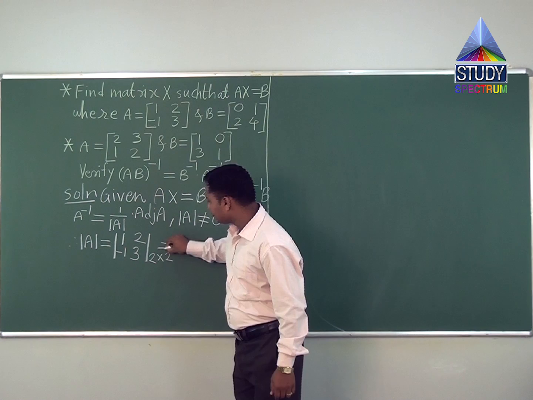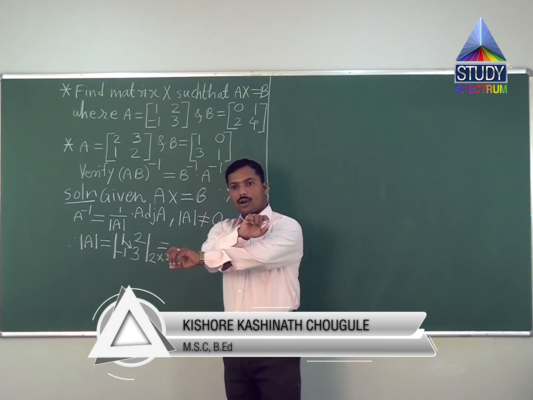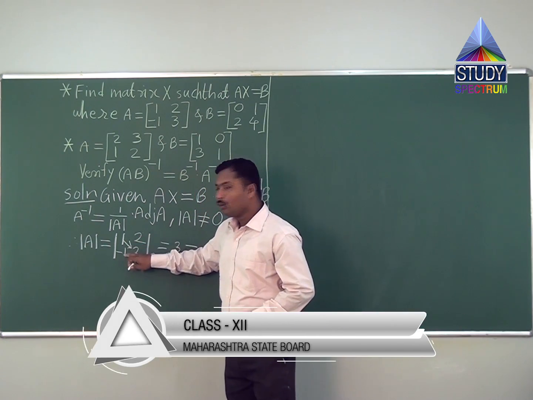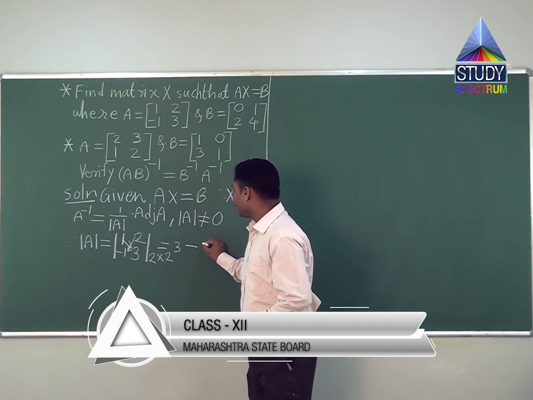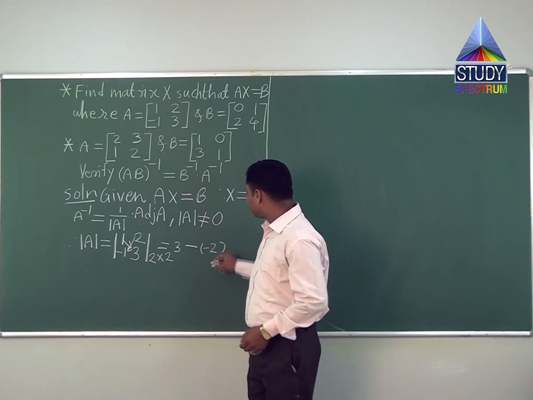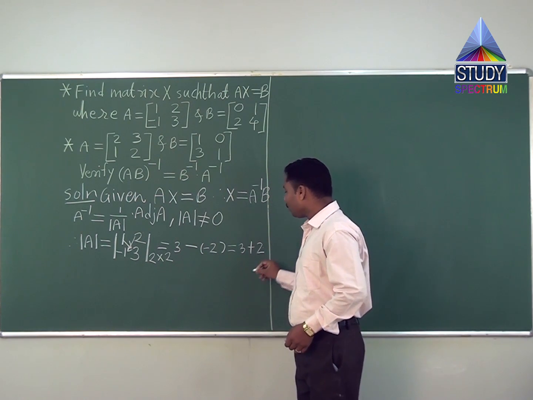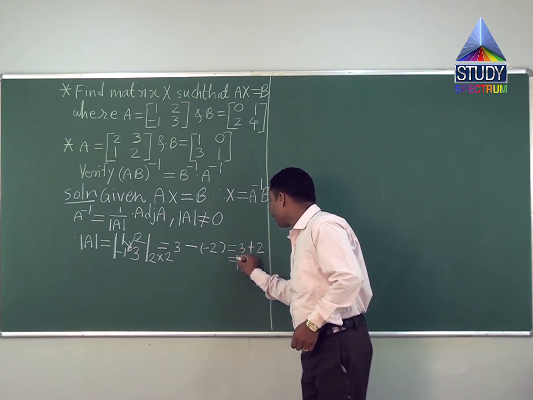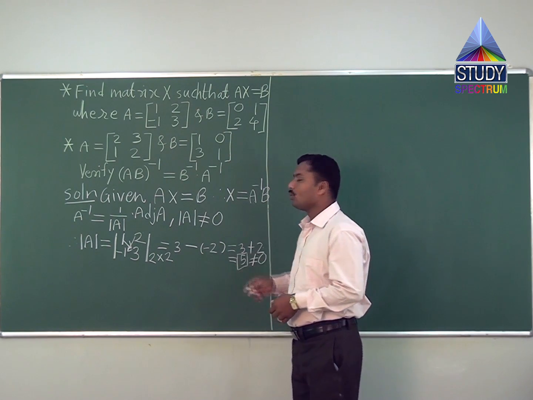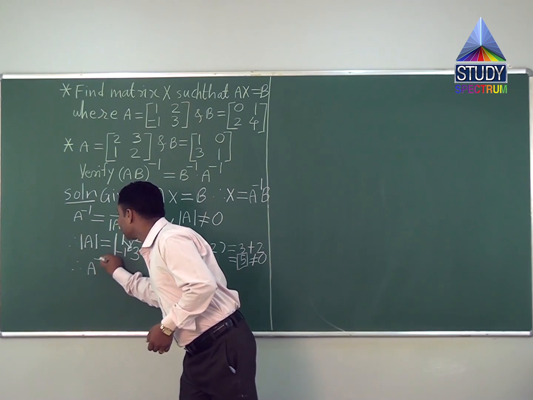So how do we expand this? This first number 1 into this number 3, we take a cross multiplication. 1 into 3 is 3, minus 2 into minus 1, which means minus minus 2. 2 into minus 1 means minus 2, and minus minus is plus, so 3 plus 2. What is the value of 3 plus 2? Equal to 5, which is not equal to 0. Therefore A inverse exists.